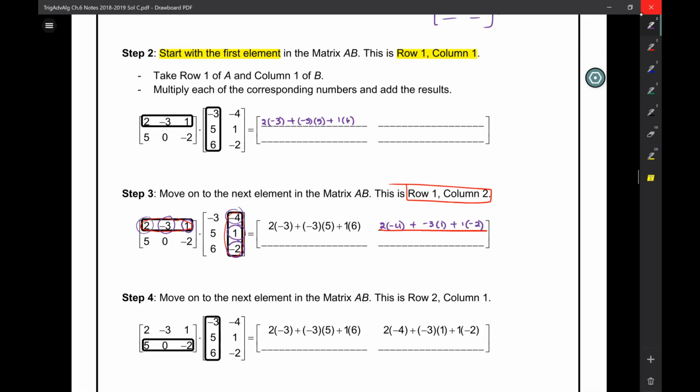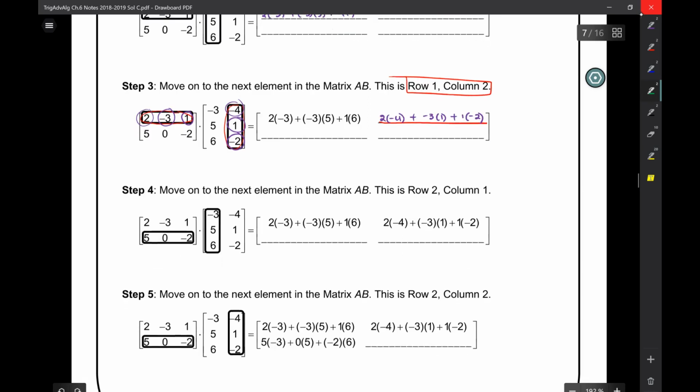Okay? Now I'm going to move on to the next space here. What position is that? Row what? Row 2, column 1. So this time I take row 2 and column 1. All right? And again, I match the first number with the first number. The second number with the second number. The third number with the third number. Okay?